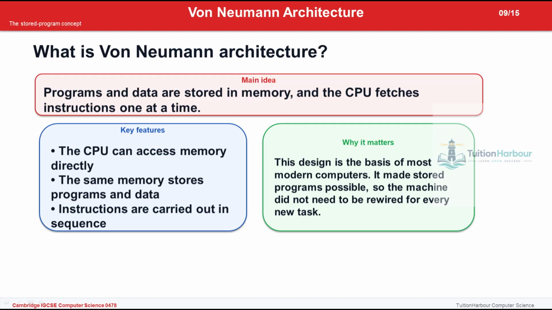Von Neumann architecture. Von Neumann architecture uses the stored program concept. This means that both instructions and data are stored in the same memory. The CPU accesses memory directly and processes instructions in sequence, one after another.